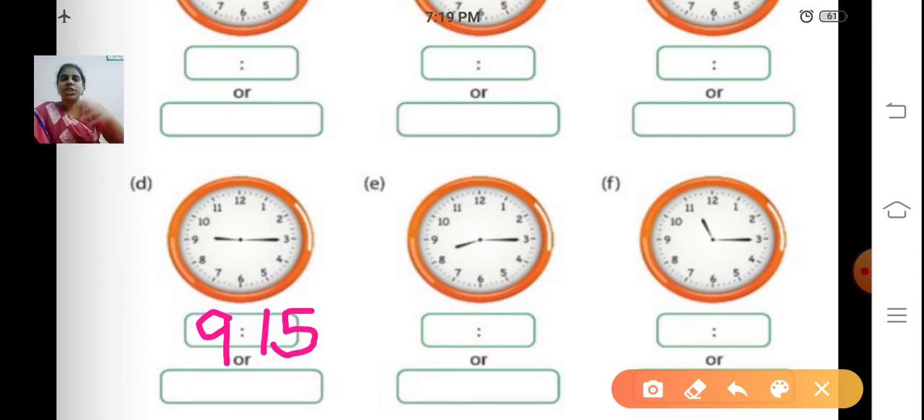Clear, children? So now the time is 9:15. How to write in other way? So 15 minutes has been passed out, right? So quarter past, write down quarter past.